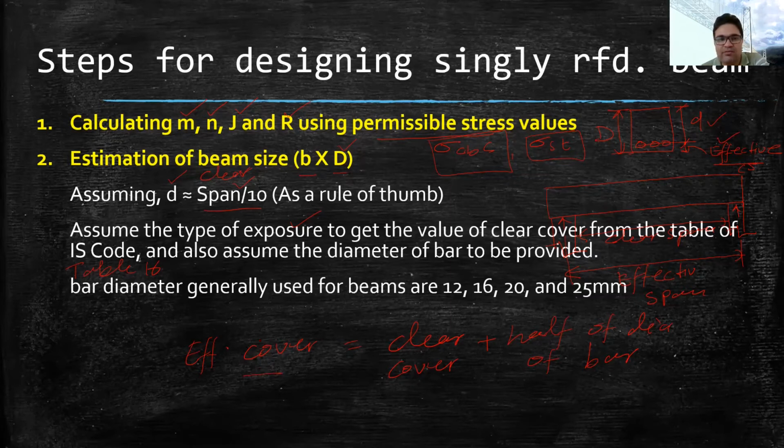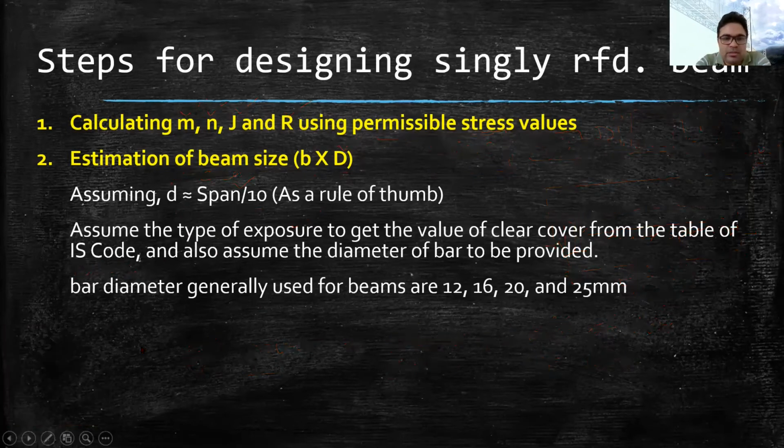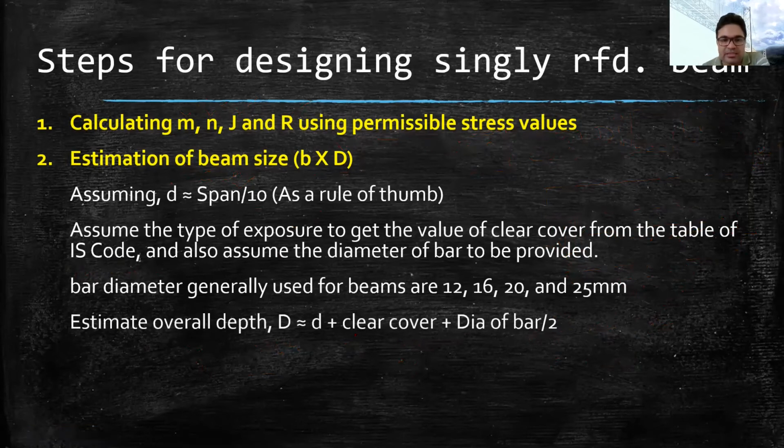Once we get the effective cover, then we can work out the overall depth. And finally, we generally round off the value to a multiple of 10. So for example, if the worked out overall depth comes out 456, in that case, we will round off this as 460. We will see that more clearly when we solve the example. Similarly, we work out overall depth D, which is approximately equal to d plus clear cover plus the dia of bar by 2.